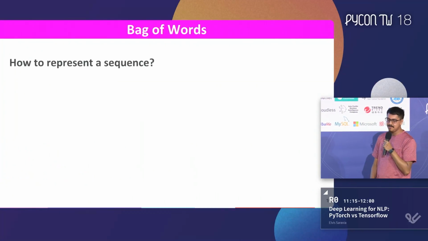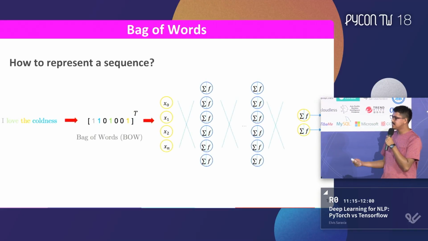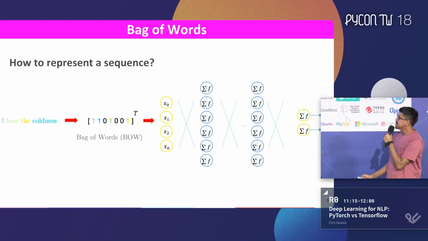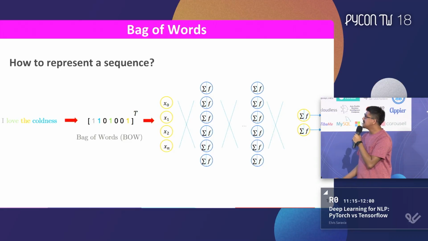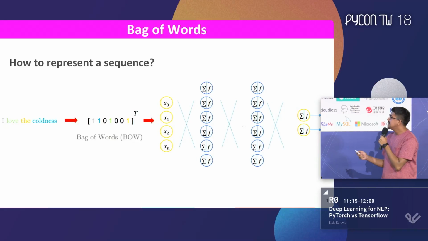OK, let's review what bag of words is. Just a quick overview of it. So how do we represent the sentences that we have? Usually it would be something like this. We have the words, I love the coldness. And wherever the word appears, for example, love would be represented by a 1. And these ones are just missing values. It depends on the size of the vector. So you can see here the 1 represents the word. And that's kind of a bag of words approach. And you will feed that into a neural network. And that's basically how you use bag of words.